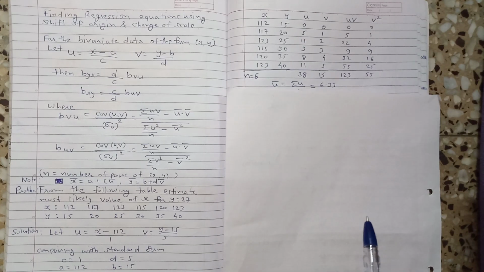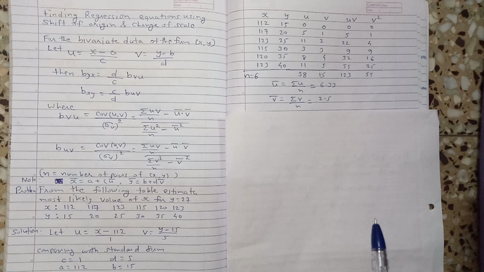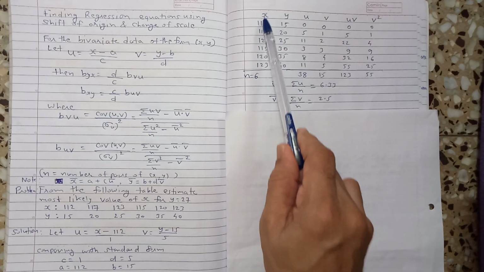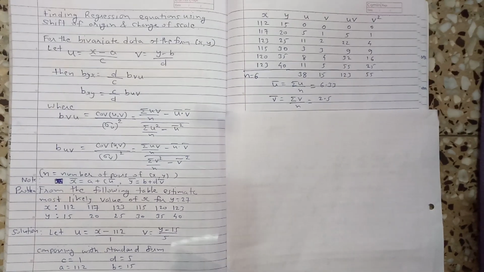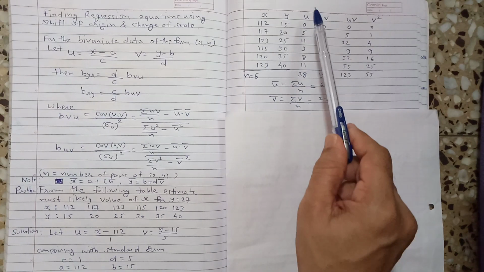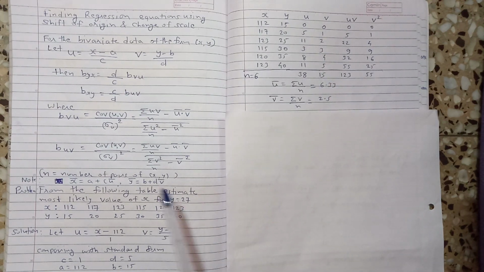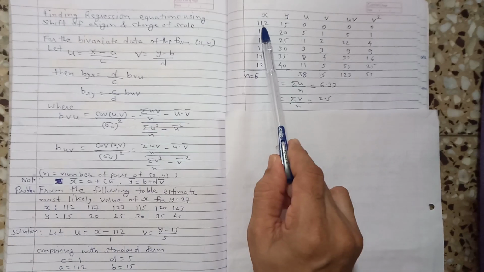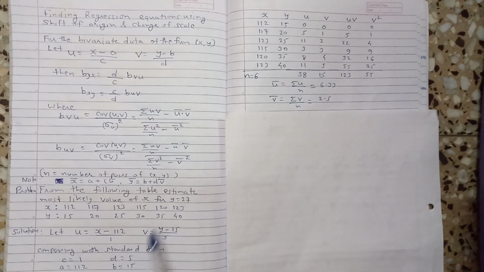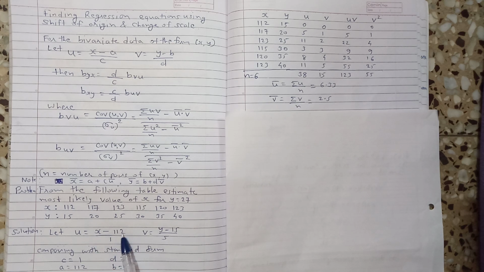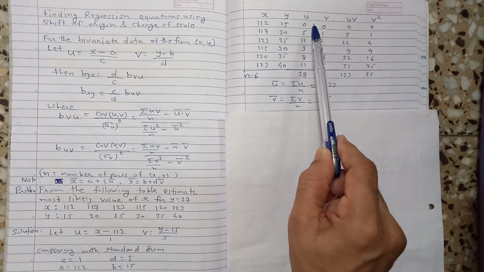Now this is the given table. The x and y values are written as they are from the table, and now the u values: u is nothing but x minus 112. The first x value is 112, so I write 112 minus 112 upon 1, that is 0.